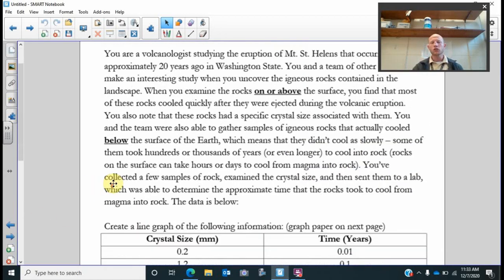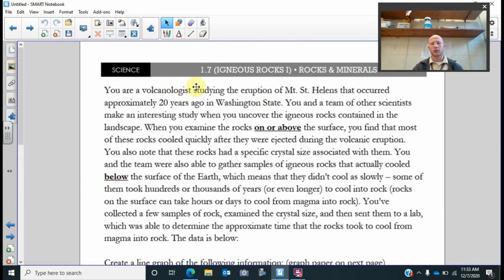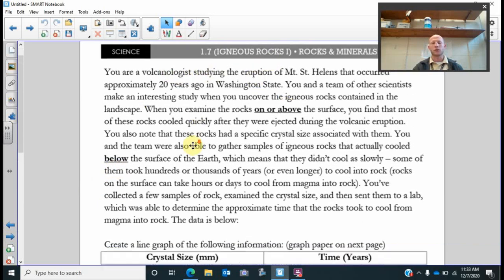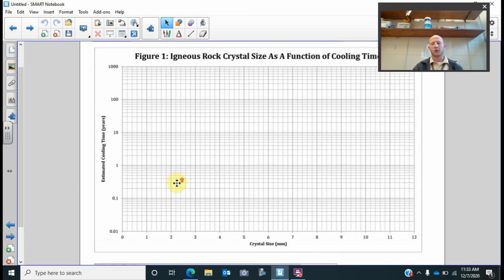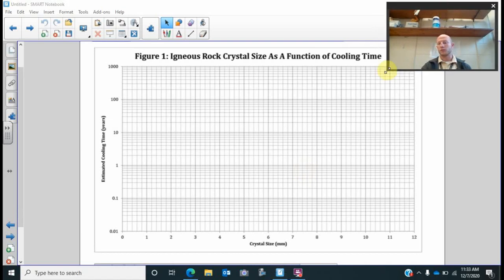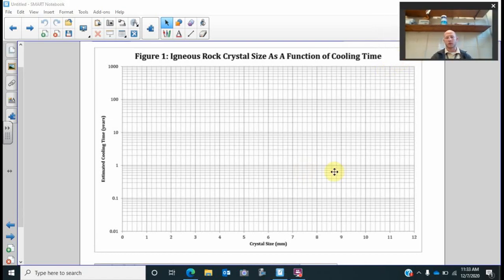Then you read about how you're part of a volcanologist study group, and you're looking at these crystal sizes and the time in years. So this doesn't look too bad. I'm going to have you graph this. It doesn't look too bad at first, and it's not until you look at this, right? This is a logarithmic scale. What does logarithmic mean? It means it goes by the powers of 10.